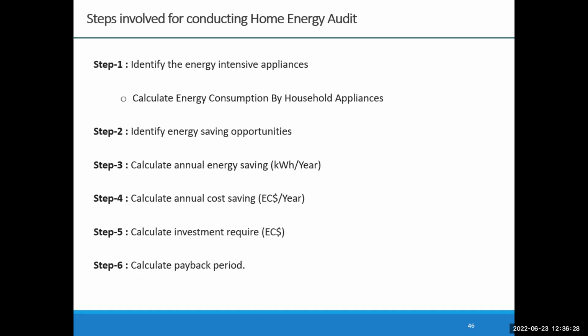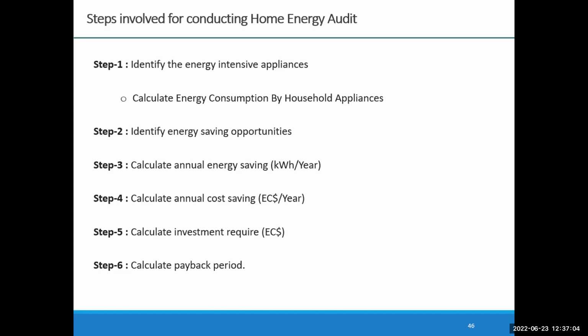Each household will have a lot of appliances like TVs, fridge, kitchen appliances, and washing machines. We need to make a list of all the appliances available in the facility and note down the energy consumption or nameplate rated power of each appliance. Based on that list, we can get a preliminary idea of the major energy intensive appliances available in the household.